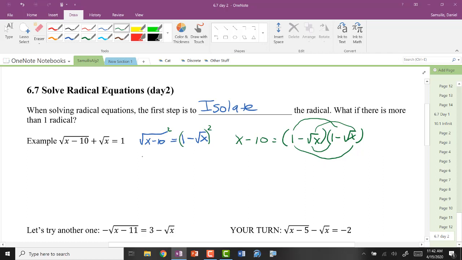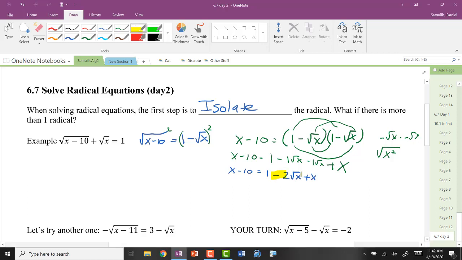So I end up with x minus 10 equals 1 minus 1 square root of x minus 1 square root of x plus, because I'm taking a negative square root of x times a negative square root of x. That's why it's going to be a plus, because you have a negative times a negative. What's square root of x times square root of x? It's the square root of x squared. What's the square root of x squared? x. Now I have a problem like I did on Friday. I'm going to want to clean this up a little bit. So I am going to have x minus 10 equals 1 minus 2 square root of x plus x.